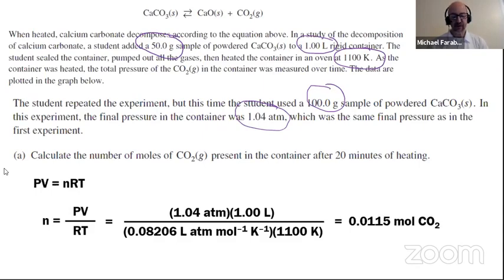I'm going to go ahead and round this off to 2 significant figures based on the 1100 for the temperature. So I'll call this 0.012 moles of CO2. Okay, so that was part A, to calculate the number of moles using the ideal gas law.